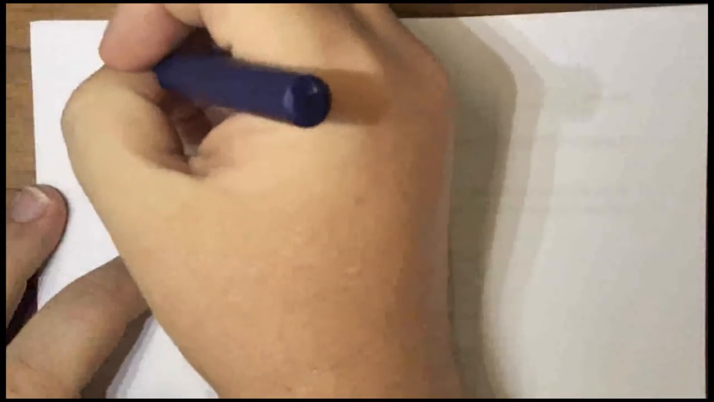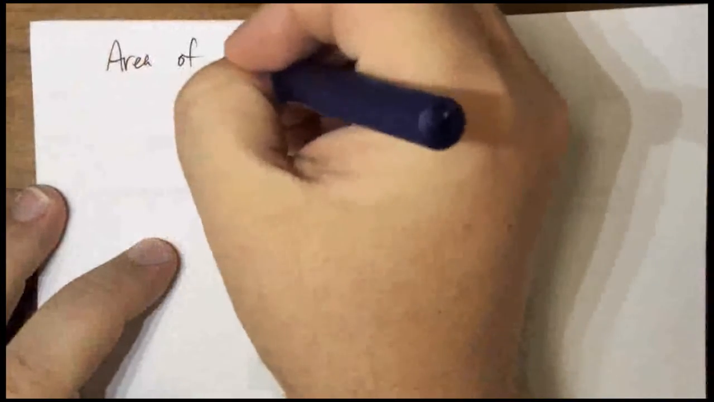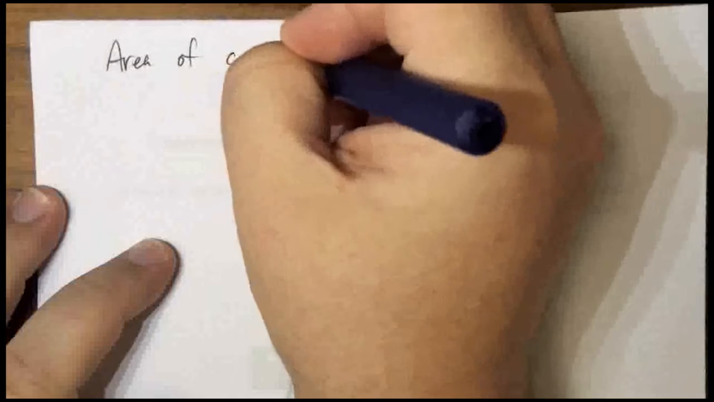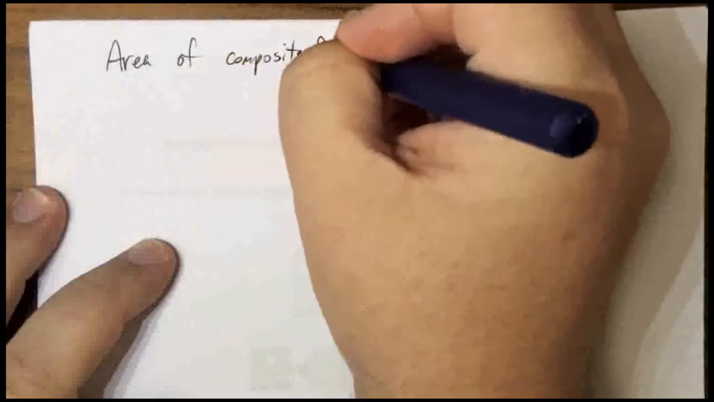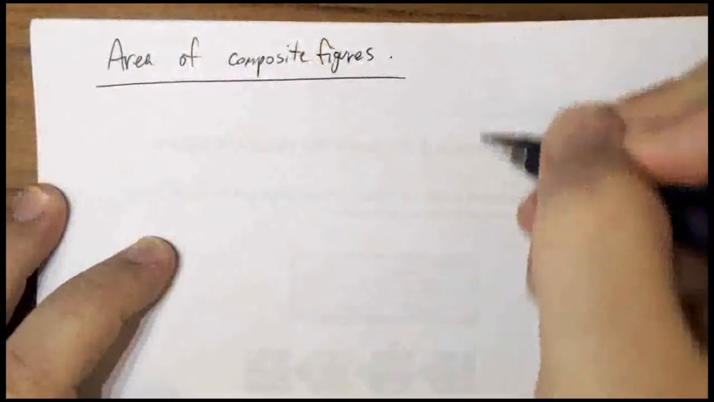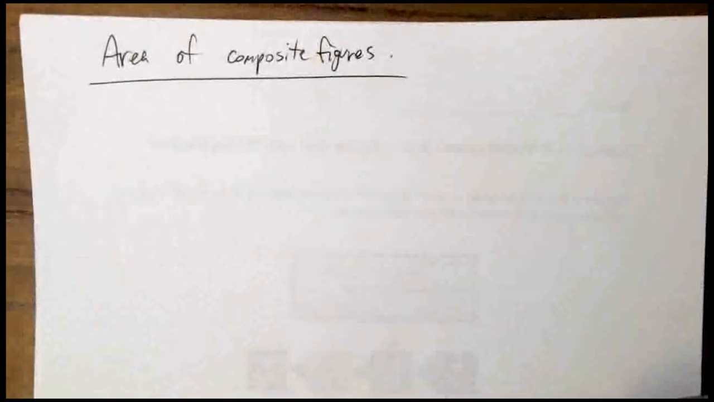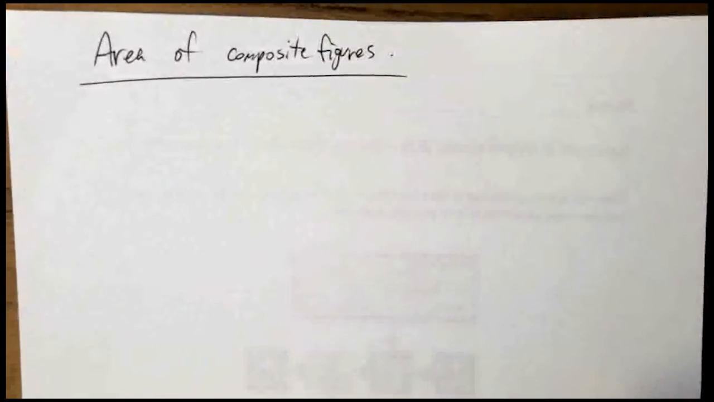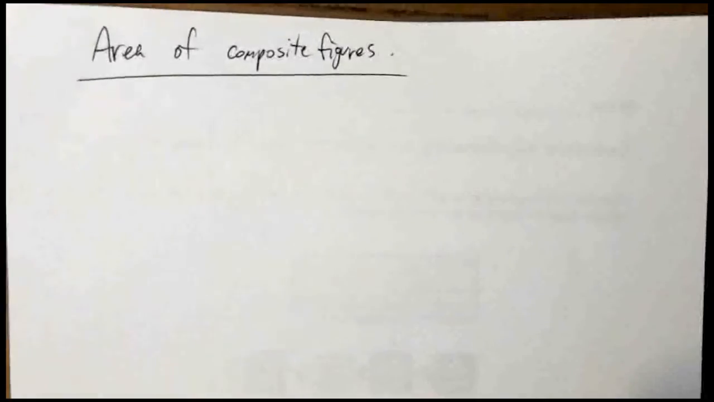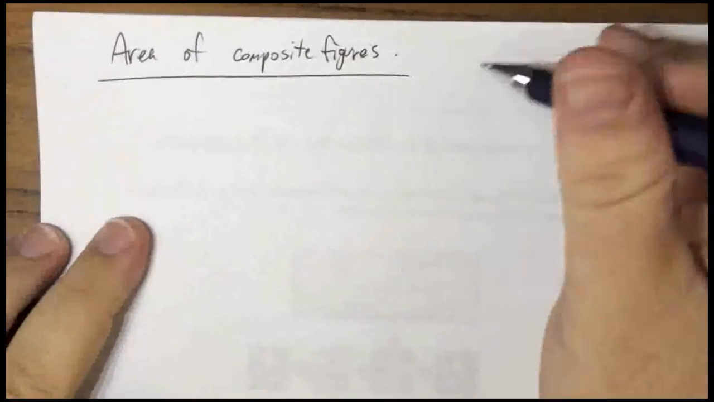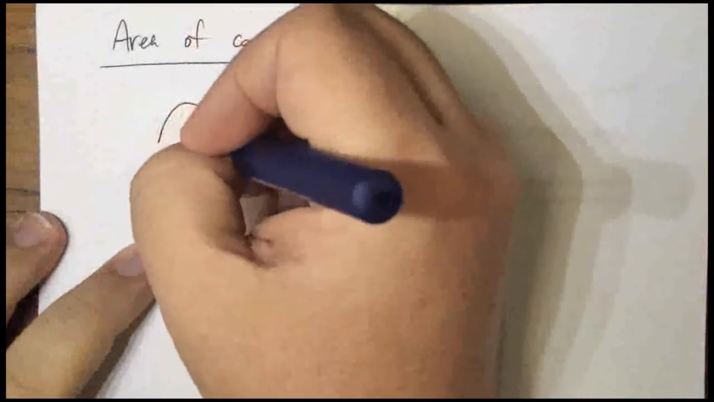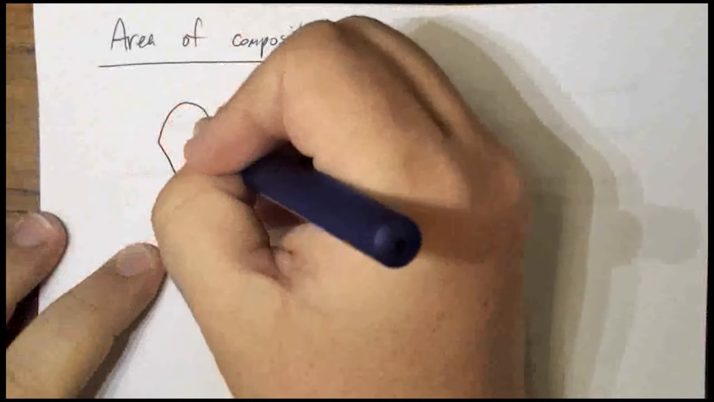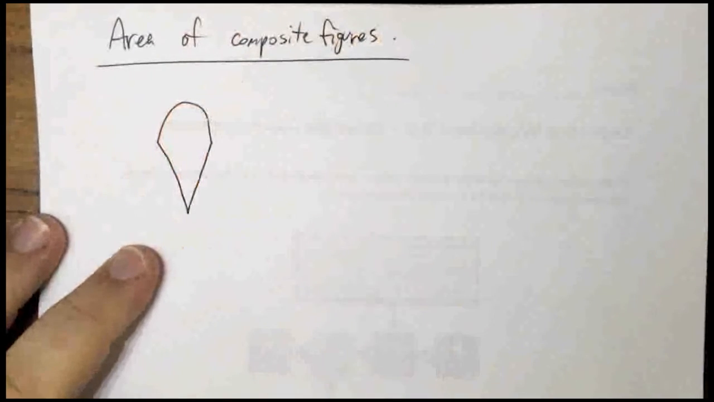Okay, here I want to talk about finding the area of composite figures or shapes, whatever. Area of composite figures. Composite figures are basically a mashup of a whole bunch of different shapes, right? So for example, if you did a simplistic ice cream cone, well, that actually is a composite figure, right?